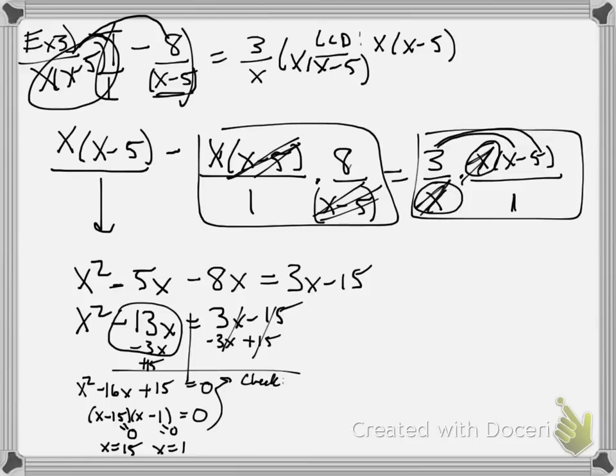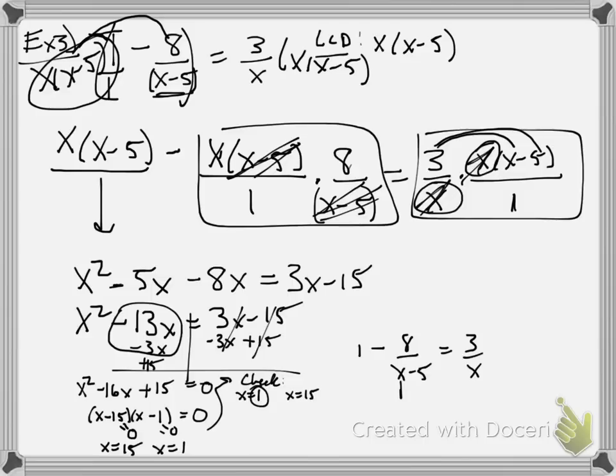Sometimes these may not work out. We got x equals 15 and x equals 1. What I'm going to do is just double check. When I look at my original problem, I want to make sure that 1 or 15 does not make the denominator 0. So if you go back to the original, which was 1 minus 8 over x minus 5 equals 3 over x, if I plug a 1 in here, that's just going to be a negative 4 in the denominator, which is not a problem.